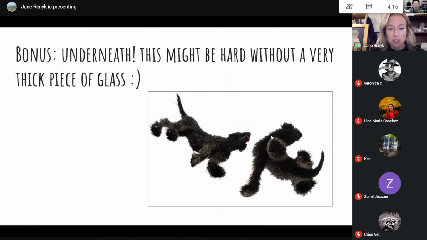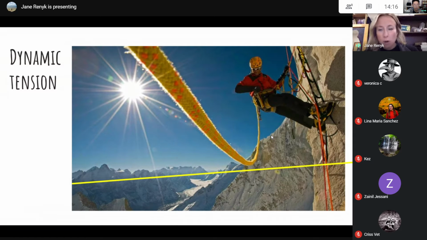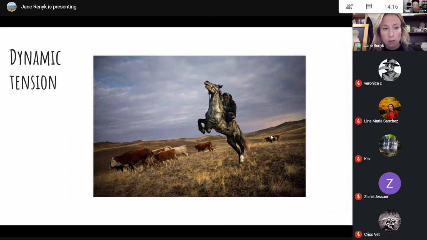The key there is just move around, change your angle, and that's going to change your whole photography game for sure. Dynamic tension is another really important one. What it's talking about is horizon line. So there's always a horizon line that exists in your photos, whether you know it or not. Even if you're shooting indoors, the second you tilt your camera, you're going to create a really interesting effect. And don't be afraid to play with it, even in editing as well. It can create a really interesting dynamic shot.